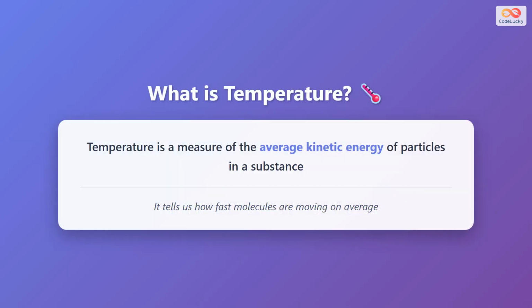Let's start with a crucial question. What exactly is temperature? Temperature is a measure of the average kinetic energy of particles in a substance. In simpler terms, it tells us how fast molecules are moving on average. When you feel something hot, the molecules in that substance are moving very quickly. When something feels cold, the molecules are moving much more slowly. Temperature isn't just a number on a thermometer, it's directly related to the motion of tiny particles we cannot see.